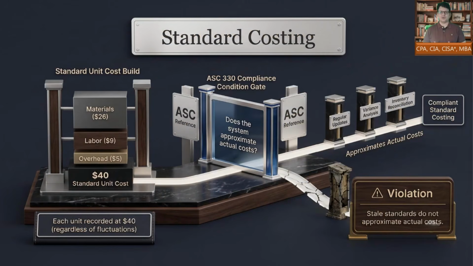Standard costing is a practical approximation method. In the slide example, the standard unit cost is built from materials of $26, labor of $9, and overhead of $5 for a total standard cost of $40 per unit. Each unit entering inventory is recorded at that standard cost, even if actual purchase or production costs fluctuate during the period. Under ASC 330, standard costing is acceptable only if it approximates actual cost. That means standards must be updated at reasonable intervals, variances must be analyzed, and ending inventory must be reconciled to actual results. Stale standards are not a shortcut, they are a warning sign.